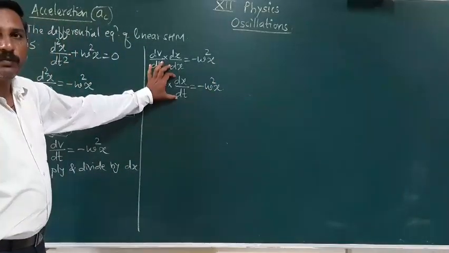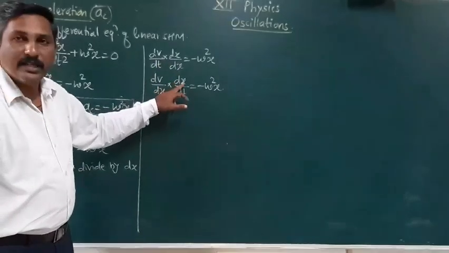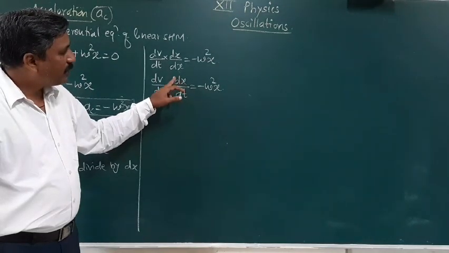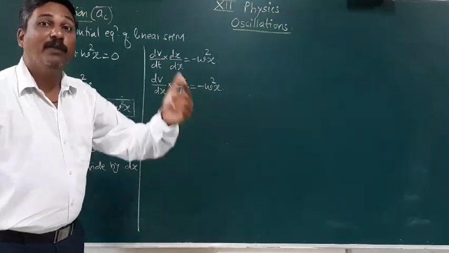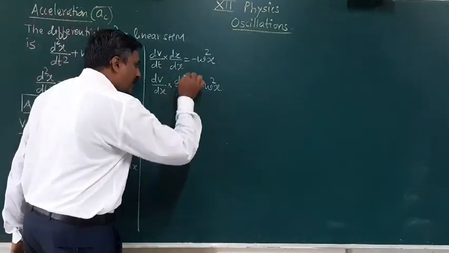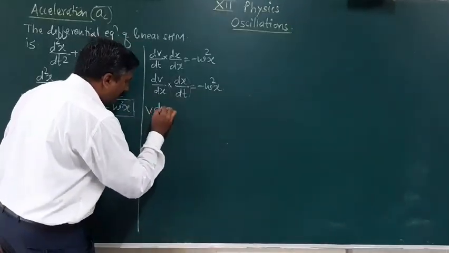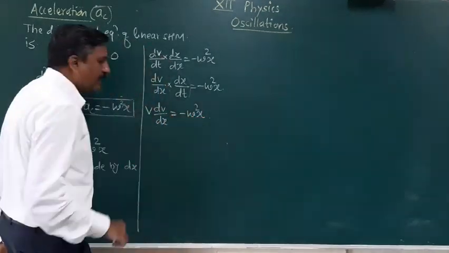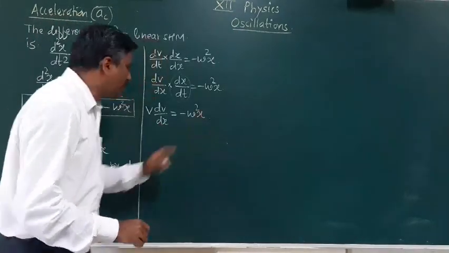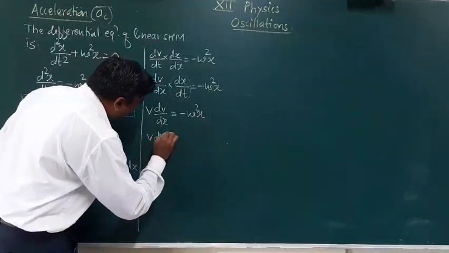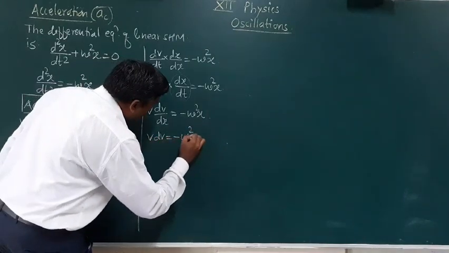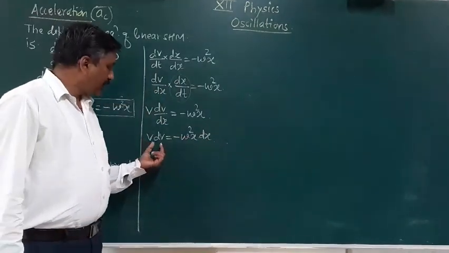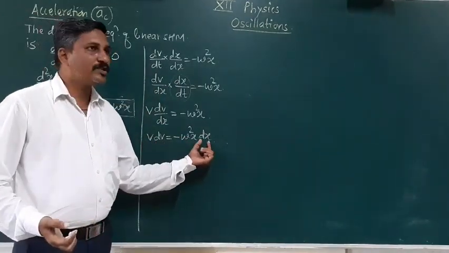What is this dx by dt? That is the change in displacement per unit time, or the derivative of displacement with respect to time, which means velocity. So instead of dx by dt, I am writing velocity: v into dv by dx equals minus omega square x. This dx goes to this side, so my term becomes v into dv equals minus omega square x into dx. Now this term is dv, and this term is dx.